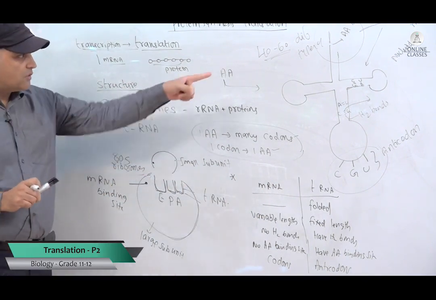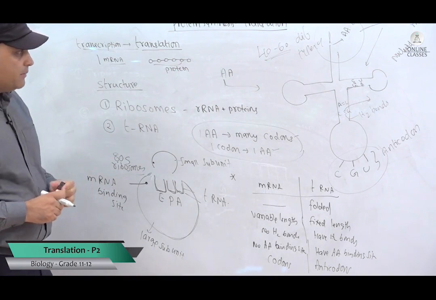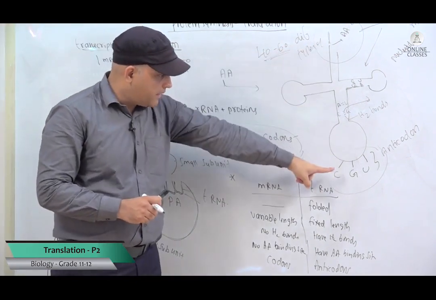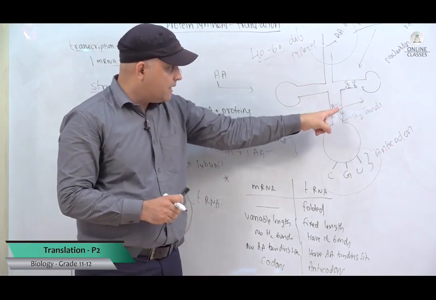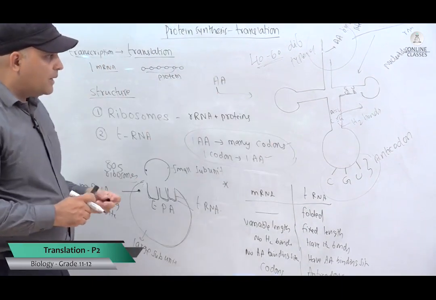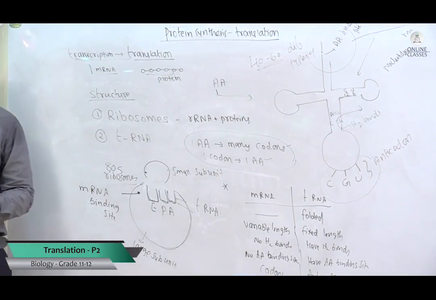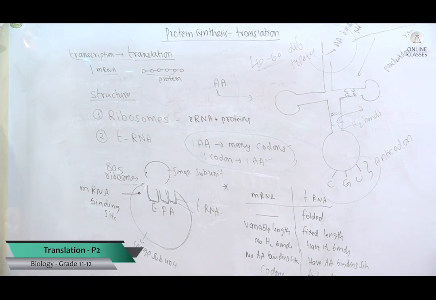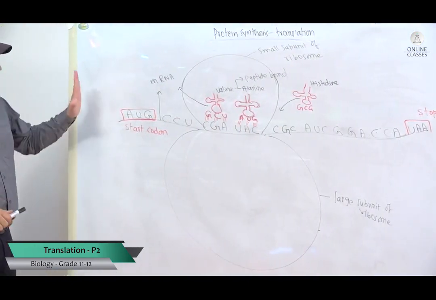Okay, so the structure also is very important for tRNA. Remember, the amino acid binding site is there, the anticodon is there, they have loops, they have hydrogen bonds here. So they have a clover leaf shape. Now let's directly go to translation. Okay, now let's go to the translation part.